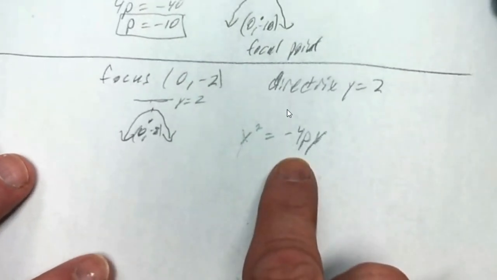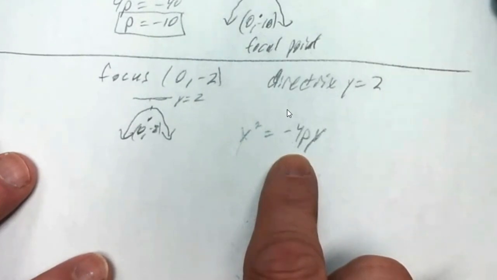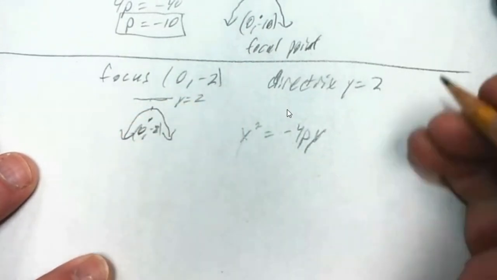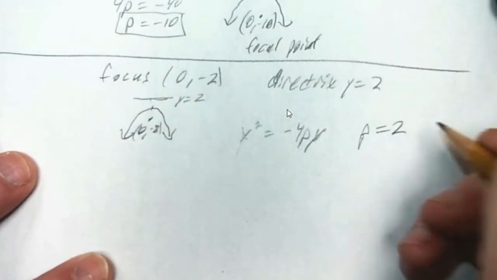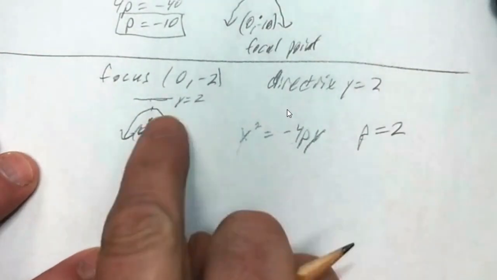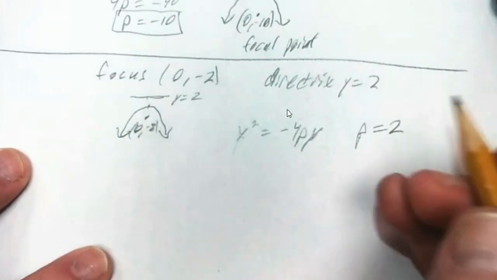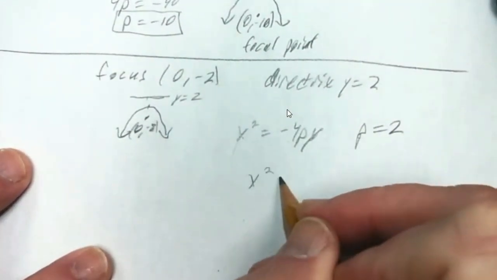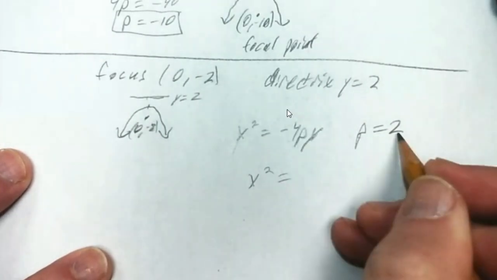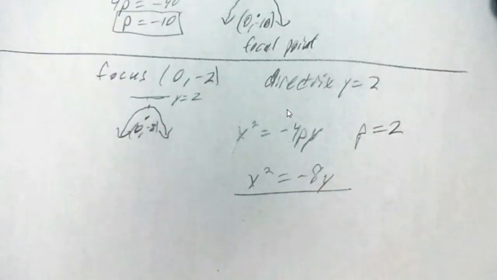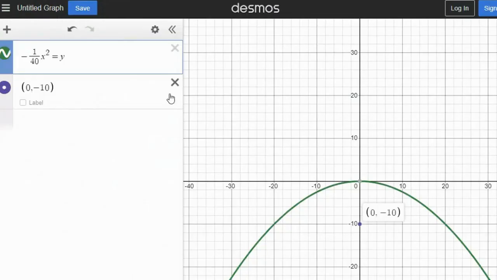So let's figure out these distances. We know p is the distance from the vertex to the focal point. Well, the vertex is at 0, 0. So p is 2 because that's how far it is from the vertex to the focal point or the vertex to the directrix line. So x squared equals -4 times 2. That should be the equation we're looking for. X squared equals -8y. And again, I'm going to test that real quick.